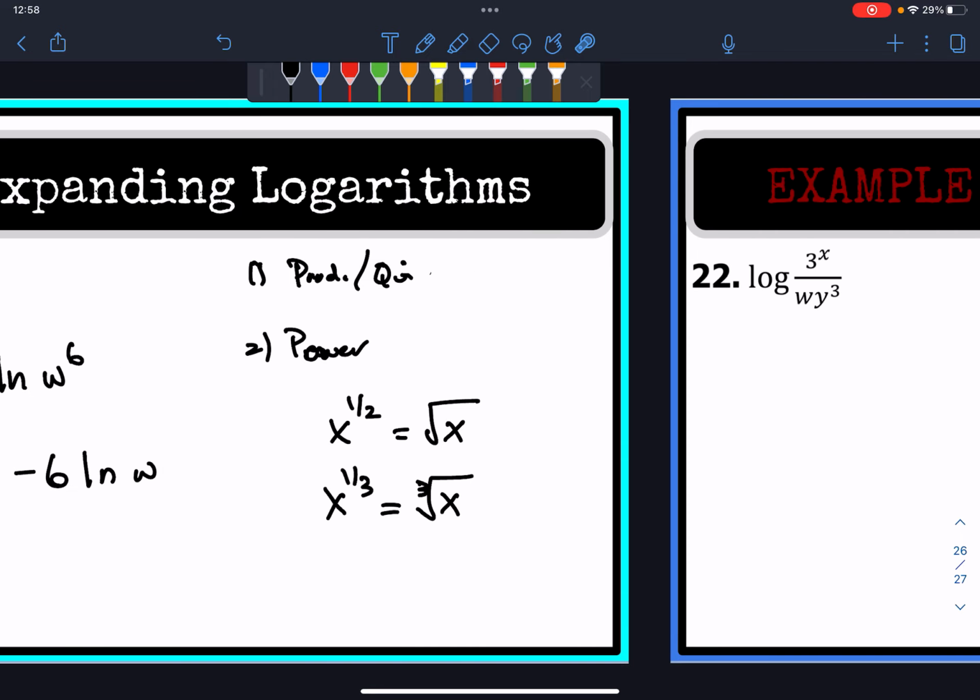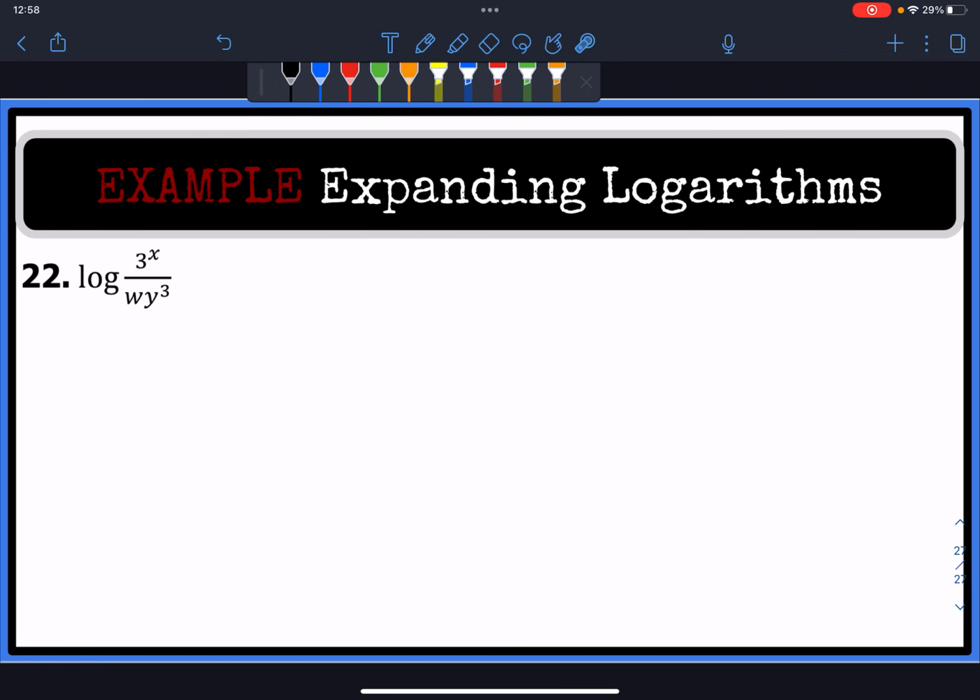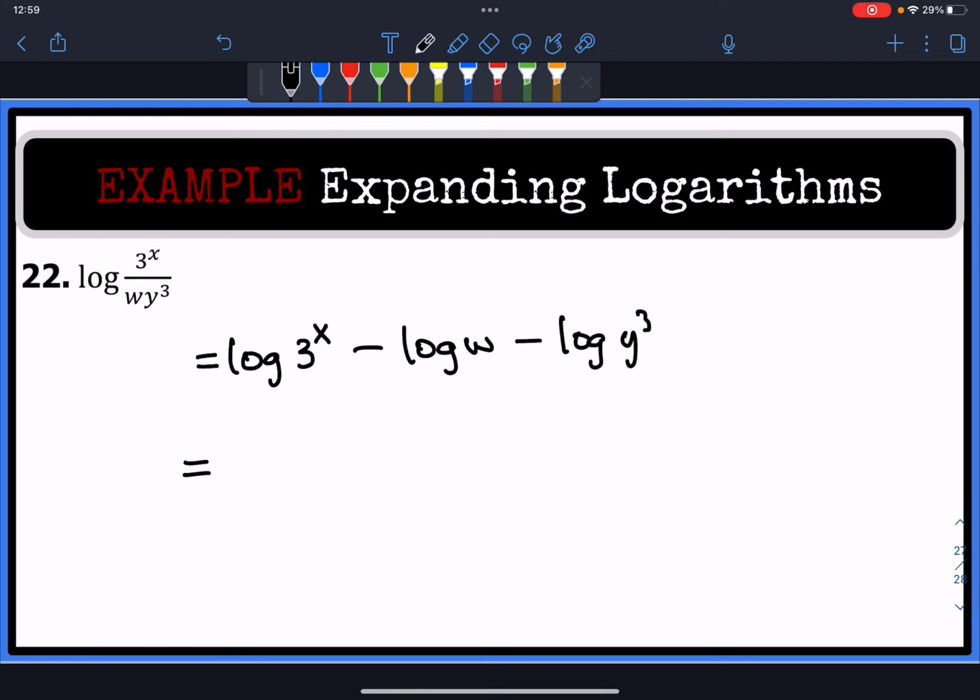So let's do another example. In order to expand this, notice that I have 3 things, so I'm going to expand this to 3 logs. I have the log of 3 to the x, the log of w, and the log of y to the 3rd. Since I am dividing by w and y, I'm going to subtract those respective logs by the quotient property. And now by the power property, I simply pull those exponents to the front.